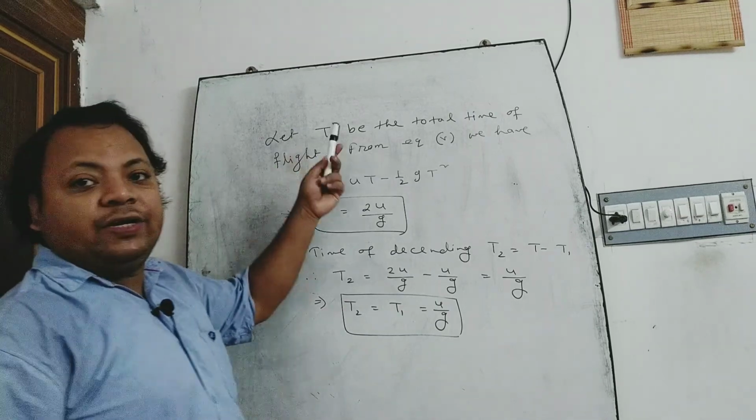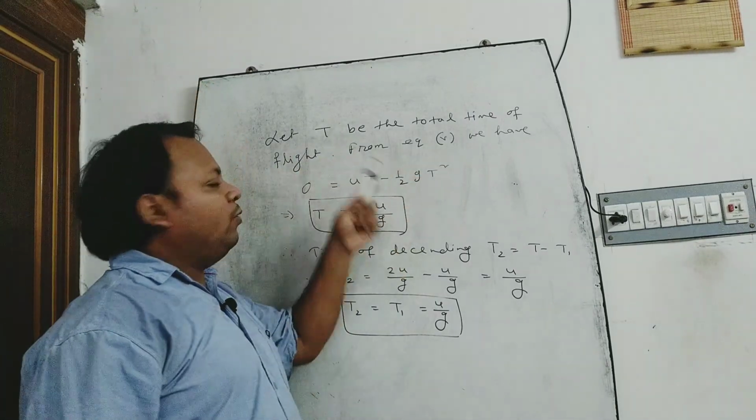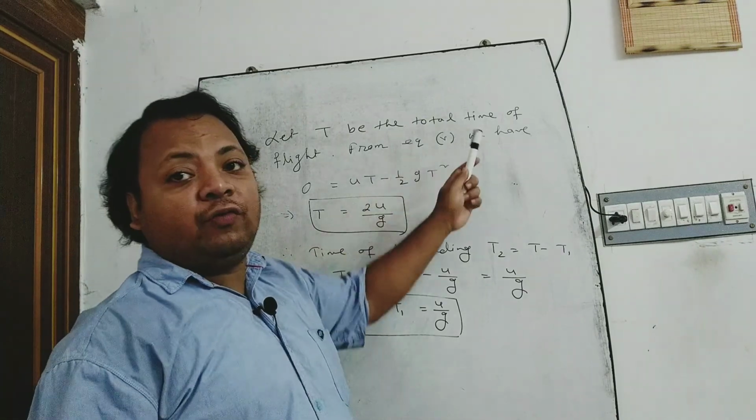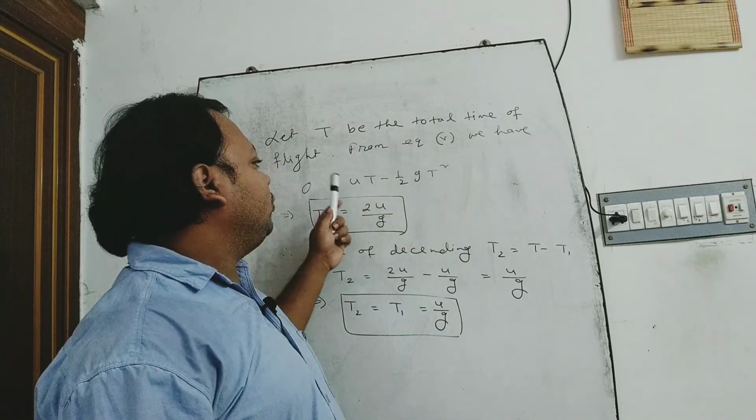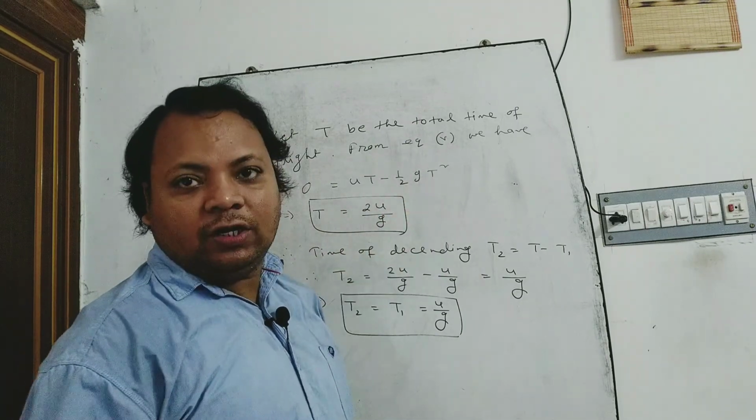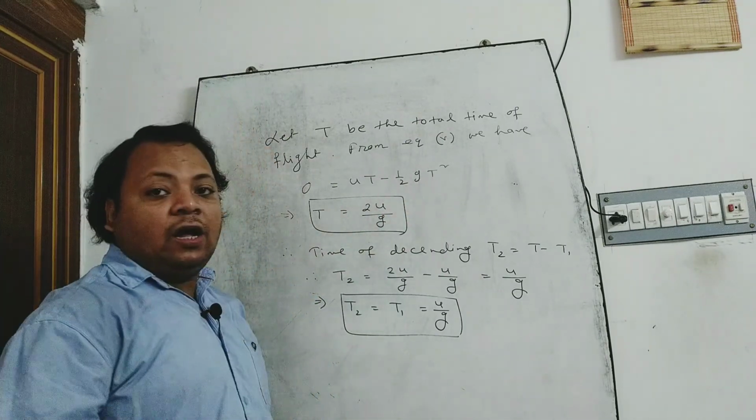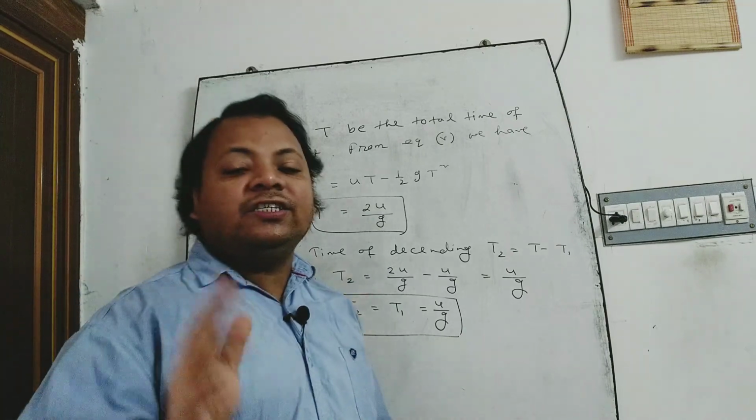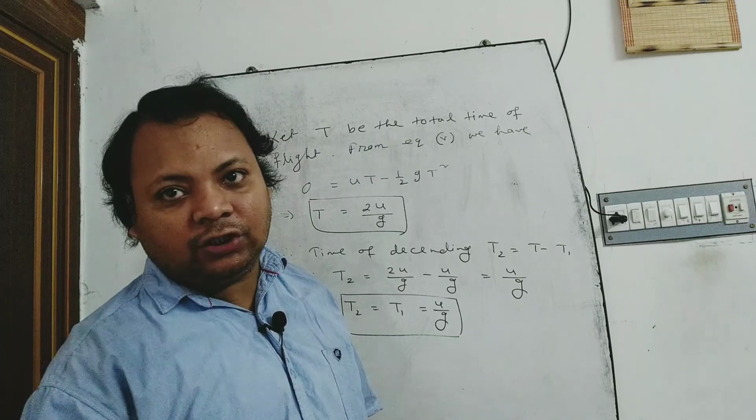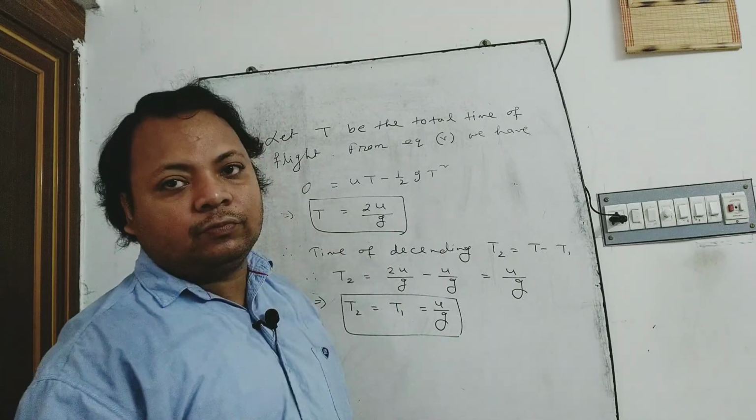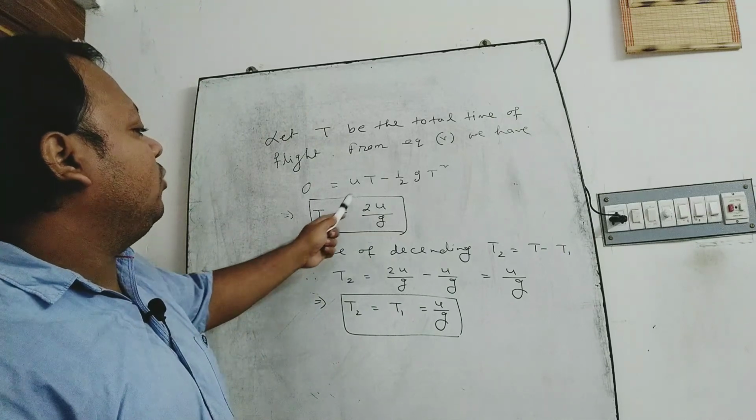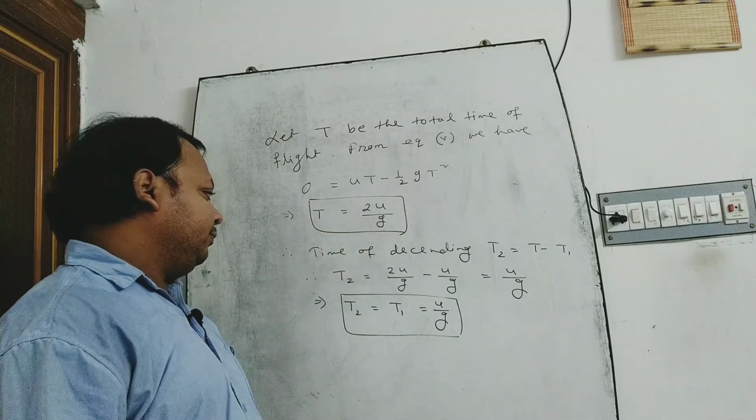Now let capital T be the total time of flight. From equation 5 we have 0 is equal to u capital T minus half g capital T square, since after the total time of flight, the displacement of the particle with respect to the ground or initial position is 0. That's why the total time of flight T is equal to 2u by g.